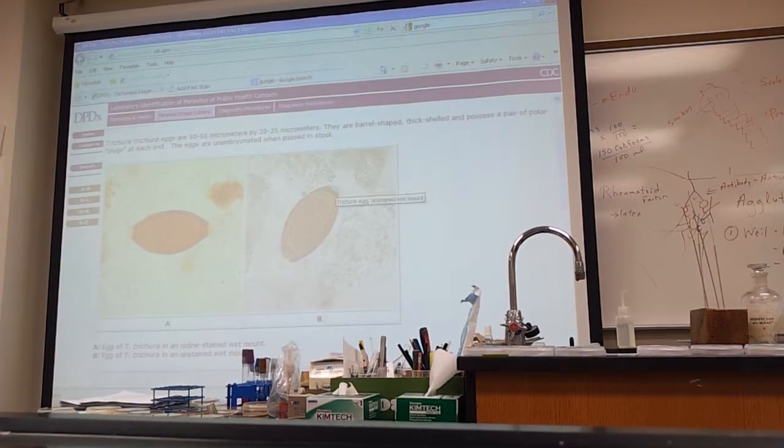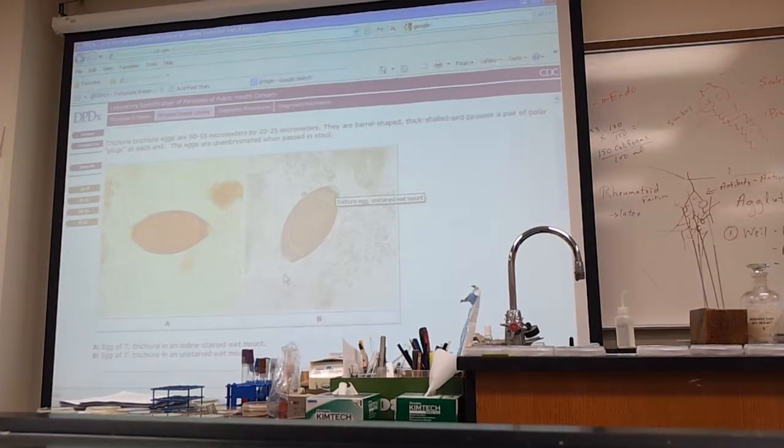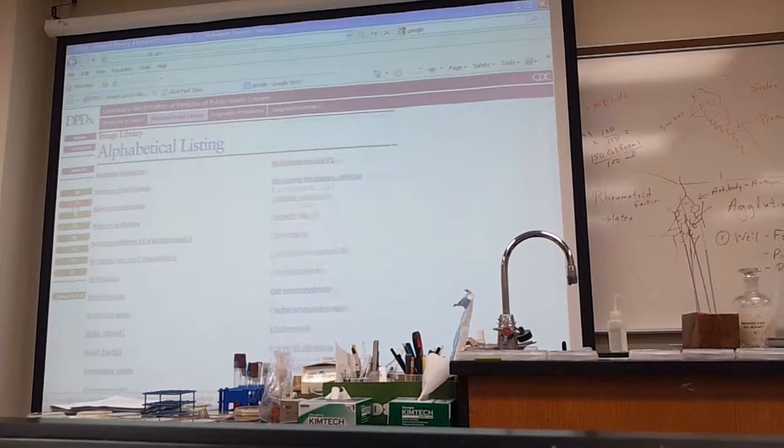Lemon. See the buds on each side? Looks like a lemon. Looks like a lemon. Trichinella, are you sure you can identify that one? Trichinella spiralis.